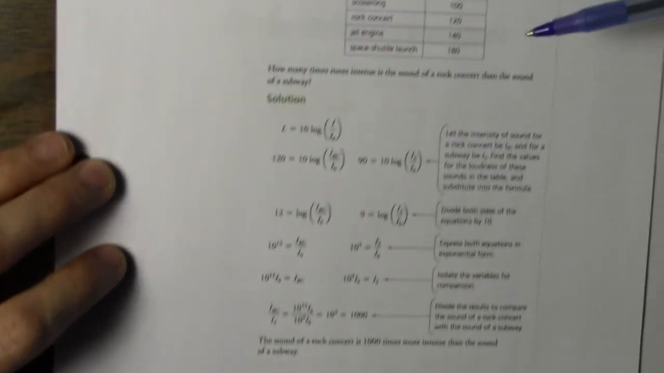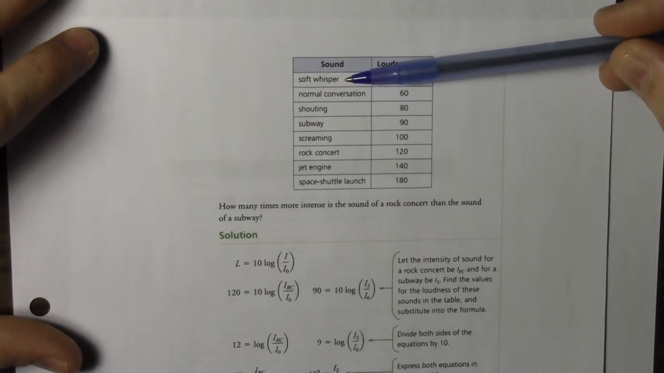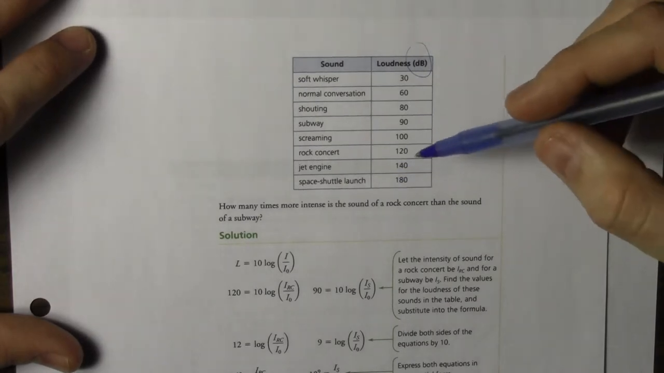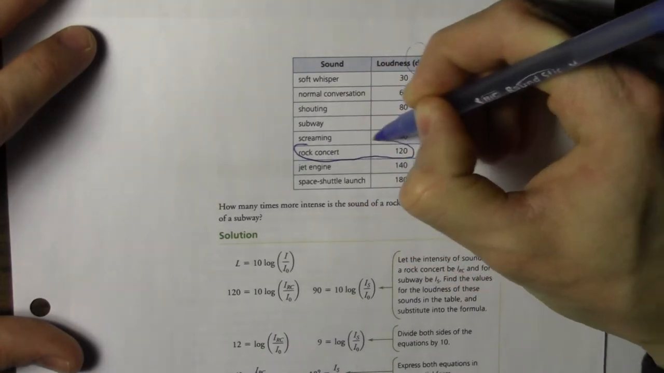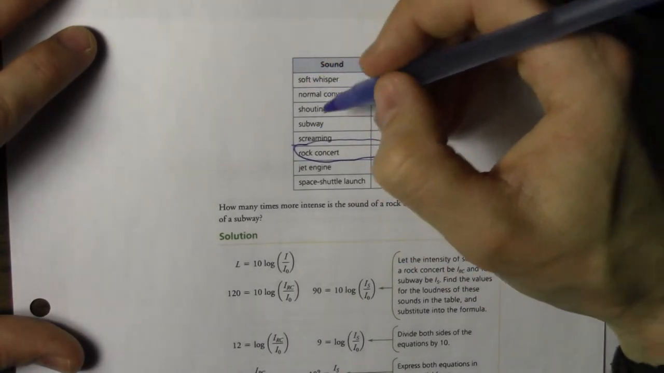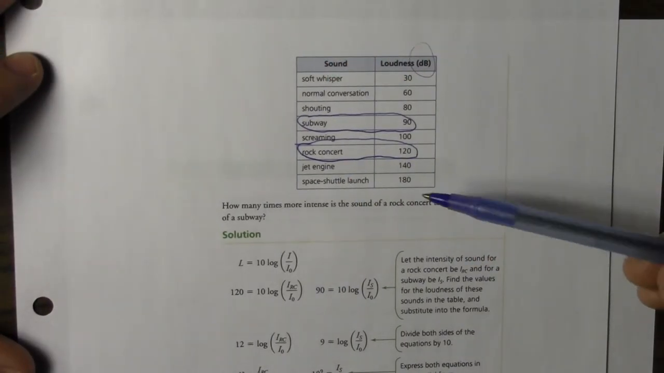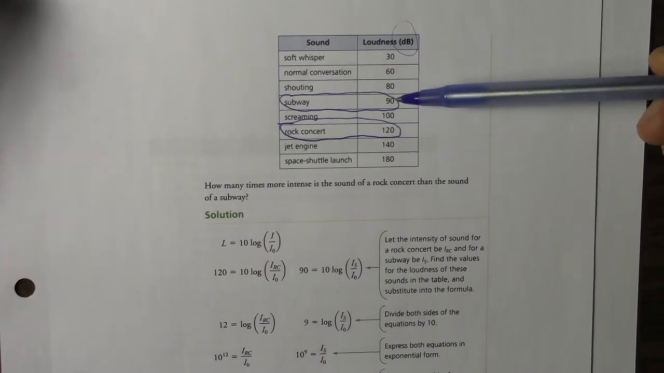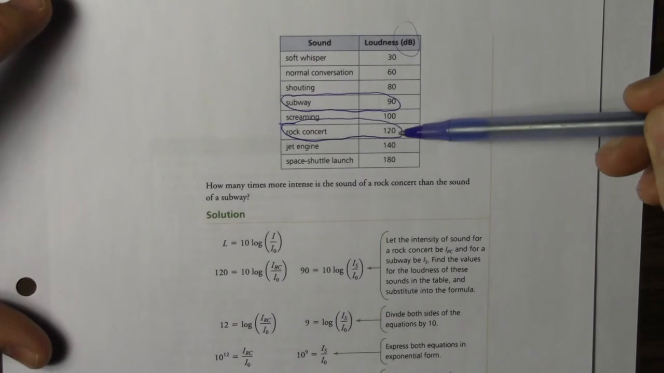Alright, so here we have a table of values measuring everything from a soft whisper to a space shuttle launch. And this is measured in dB. How many times more intense is the sound of a rock concert, so we're looking at this one, than the sound of a subway? Okay? So if we were working on a linear scale, we would just take this divided by this, and that would be our intensity, right? 1.3 or whatever it is. Okay? But we're not.